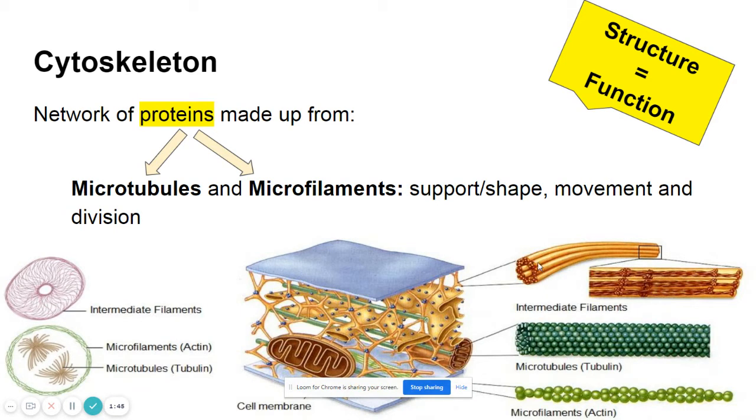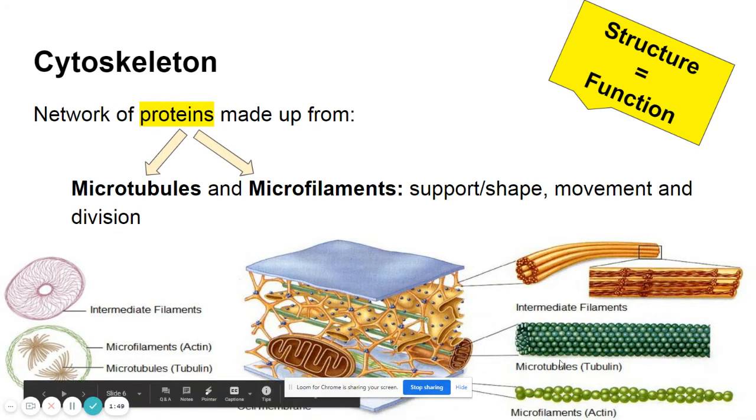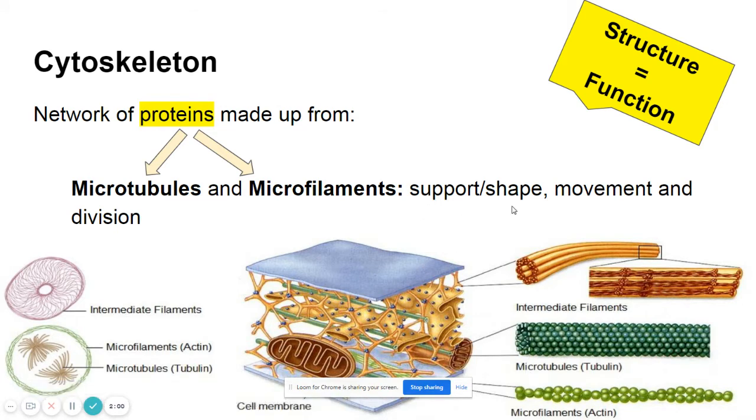So right away we notice that these proteins, whether it be the microtubules and the microfilaments, they differ in their shape. Microtubules are a lot larger, microfilaments are a lot finer. But both of them kind of work together in order to support the cell, to give it its shape, and help it move and divide.